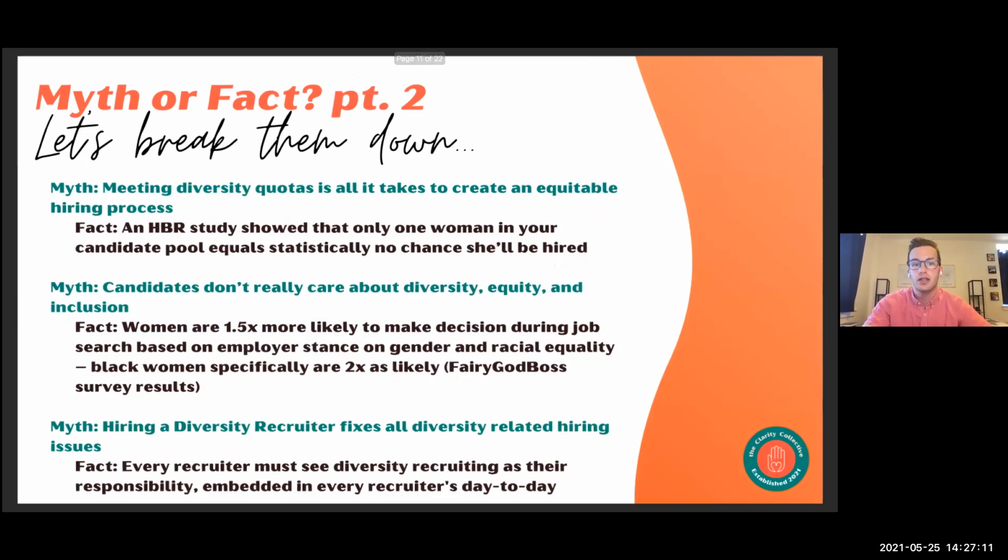Moving on, a few more here. The myth is that meeting diversity quotas is all it takes to create an equitable hiring practice. Actually, a Harvard Business Review study showed that if you only have one woman in your candidate pool, there's statistically no chance that she'll be hired. So the first step is really understanding that starting line.